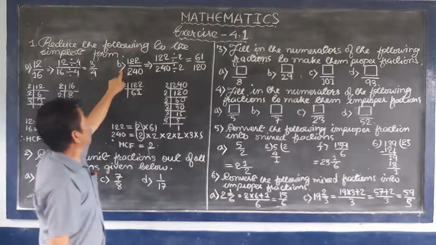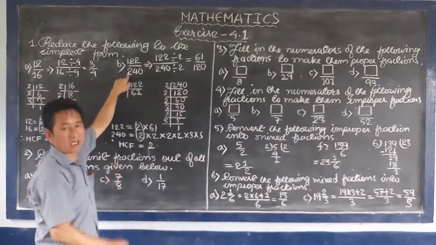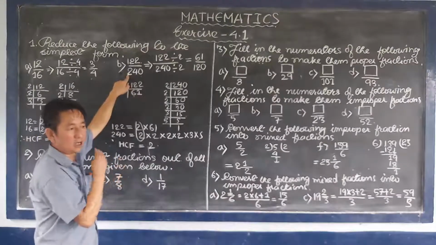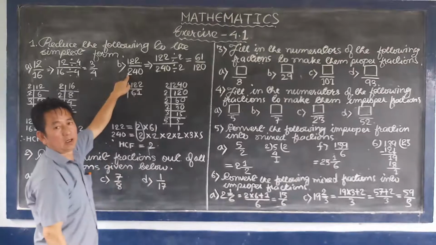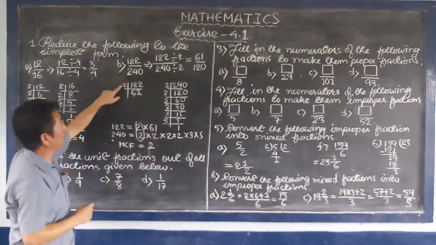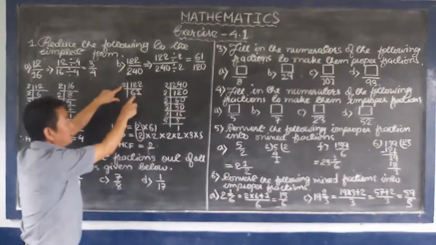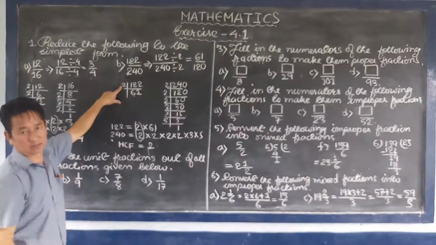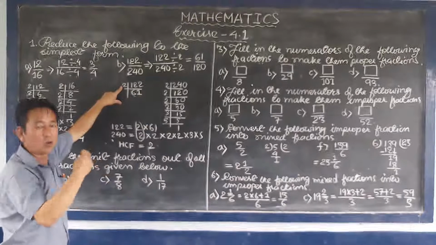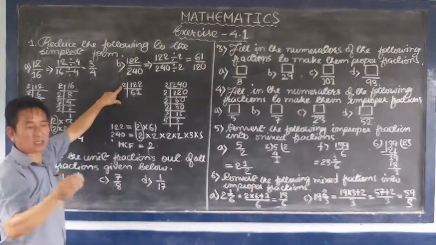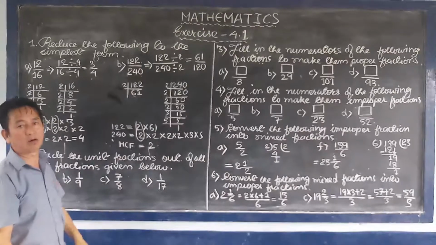Now next here D, 122 over 240. Both these are even numbers, so these numbers are divisible by 2. So first we'll find their HCF. See, 2 6s are 12, 2 1s are 2. 61 is a prime number. It does not have more than 2 factors, 61 and 1. And this 61 is not divisible by any number. It is divisible by 61 itself or 1.